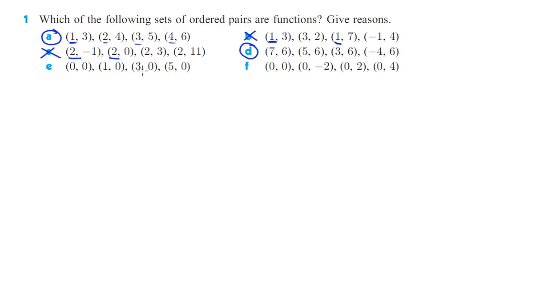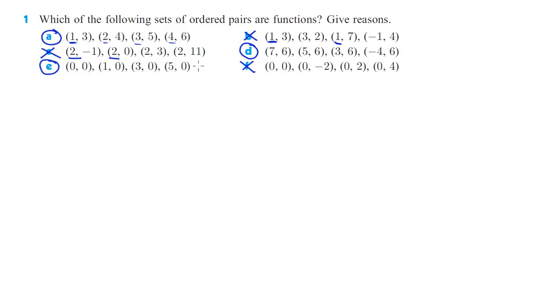0, 1, 3, and 5. None of those X's match, so that has to be a function. And then we got (0, 0), (0, 2), (0, -2). So again, the same X has different Y's, so that will not be a function. Okay.